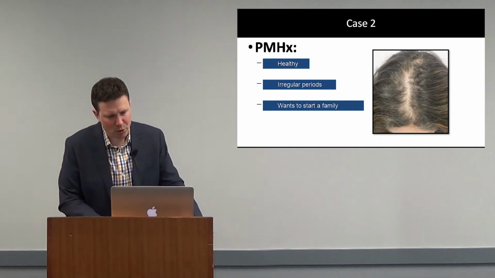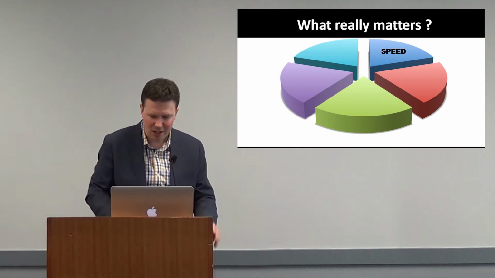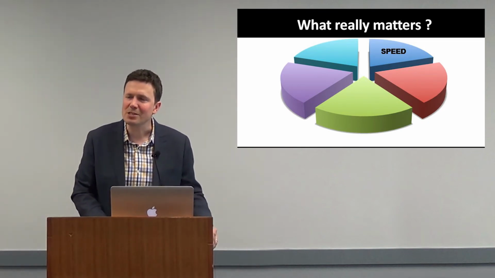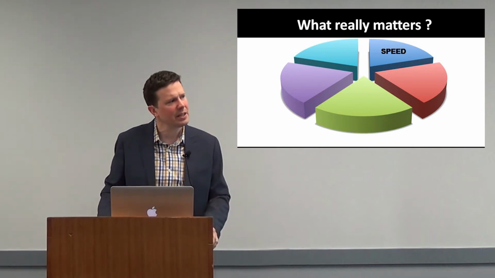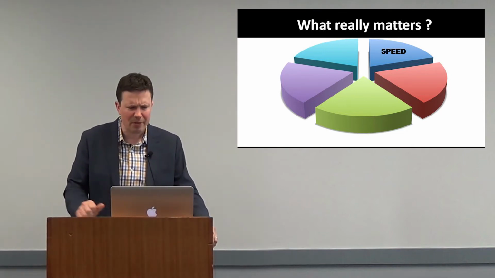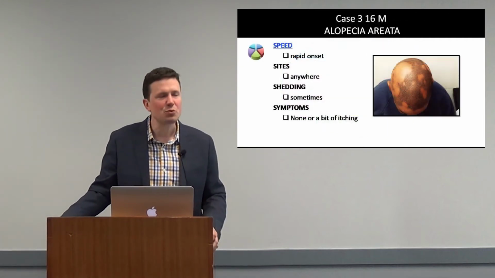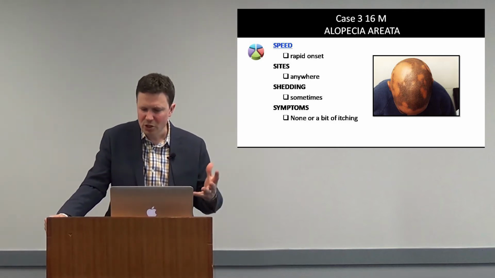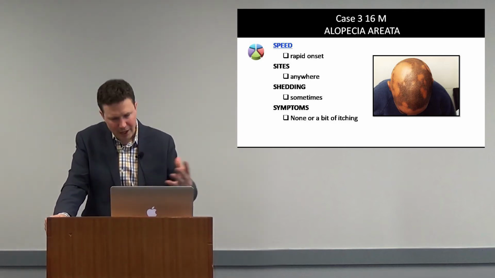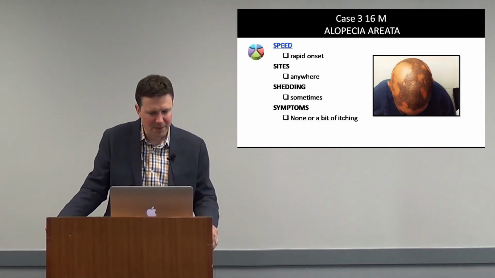Let's take a look at some of the prototypical conditions that are associated with a rapid speed of hair loss, one of the so-called S's. Alopecia areata and telogen effluvium are 2 conditions that can give a relatively quick type of hair loss. Let's take a look at this 16-year-old male who presents with hair loss over a period of 2 weeks. 2 weeks ago, he had complete hair. Full hair on his scalp, and now he has these distinct patches of hair loss.